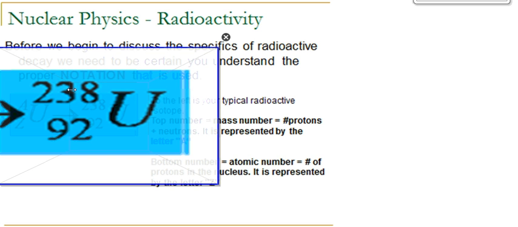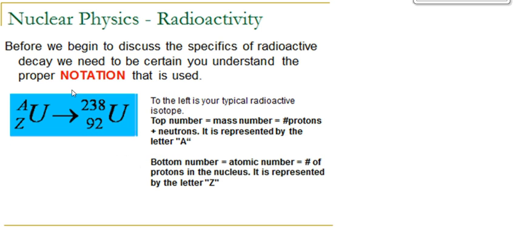Uranium has a mass of 238, and it has a total of 92 protons, which is also the number of electrons. The protons and neutrons don't have to match, but the protons and electrons do, unless you have an ion, which we're not going to mess with. Okay, so the top number is your mass number, which is protons and neutrons, and the bottom number is your atomic number, which is the number of protons.